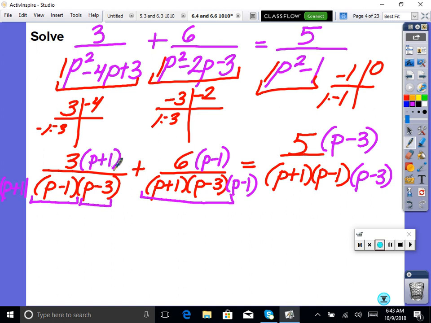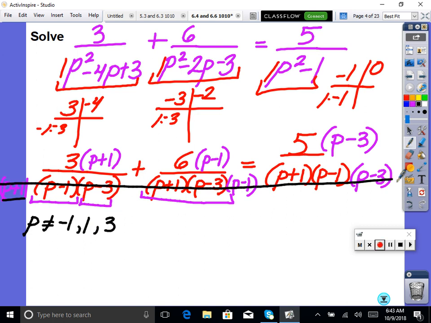And now look at your denominators. As long as they're the same when solving, we can ignore the... Oh, wait, let's restrict first. P cannot equal negative 1, 1, and 3. And now we can ignore our denominators and just solve with the numerator. So you multiply that out. So we have 3p plus 3. I'm distributing. Plus sign. If this was a minus sign, wouldn't we need to distribute the negative, everyone? Okay, just making sure.